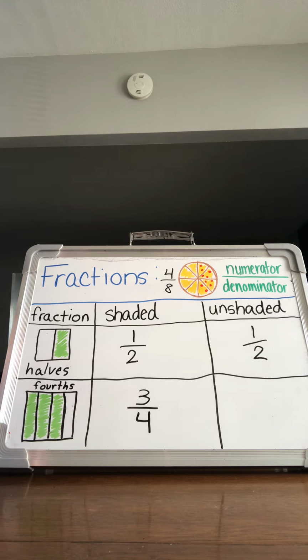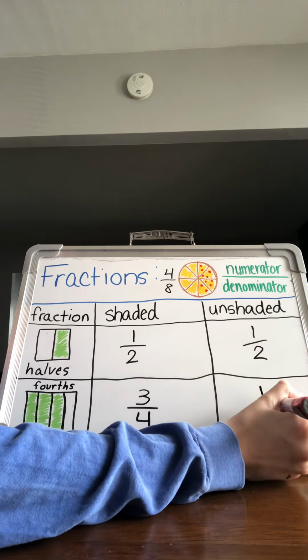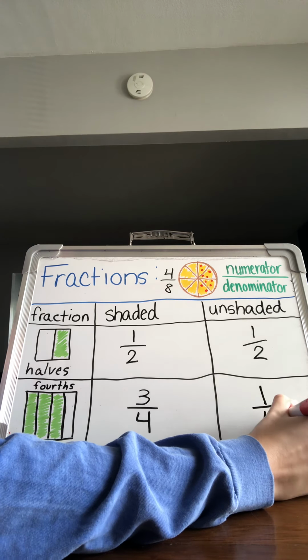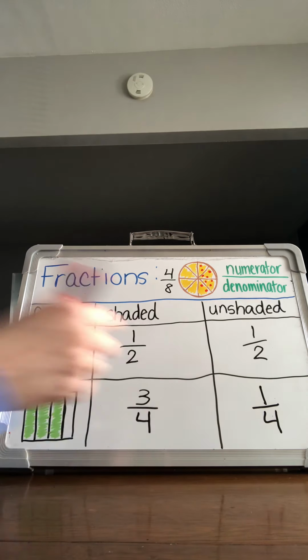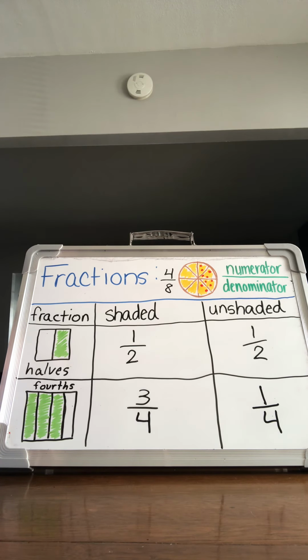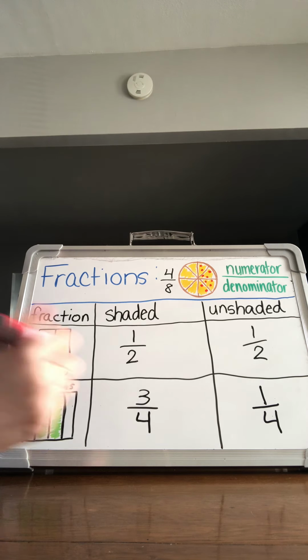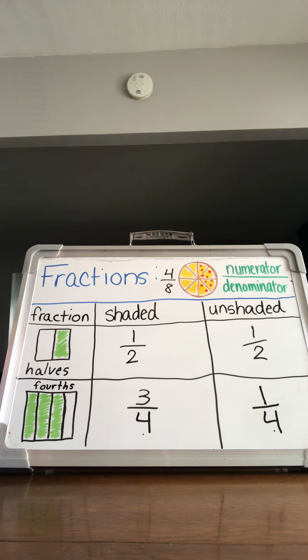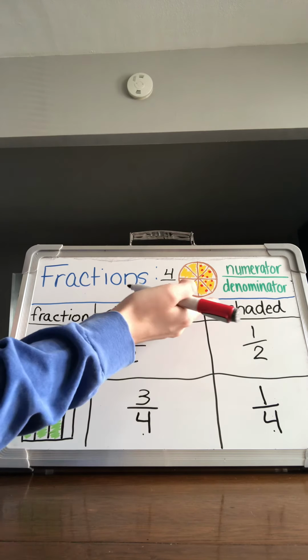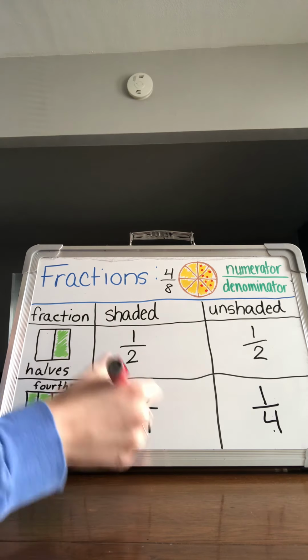Now let's look. How many are unshaded? Well, I see 1 that is unshaded. And we know our denominator doesn't change because we still have 1, 2, 3, 4 pieces. So 1/4 is unshaded. The important thing to remember with fractions is that the denominator, the bottom number, never changes. The pieces in the whole will stay the same. The pieces you use or shade or eat are what changes on the top, the numerator.